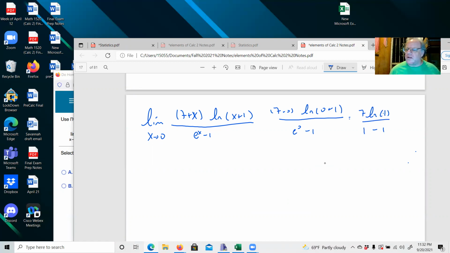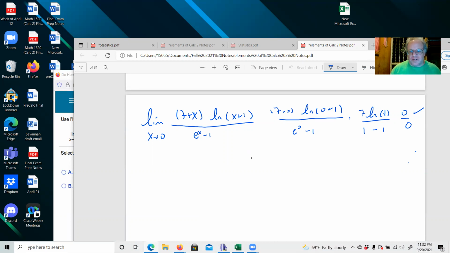What's the natural log of 1? 0. Hey, would you imagine that? You have an indeterminate form here. Okay, so great, we have an indeterminate form. Now, let's go ahead and take our derivatives, okay?